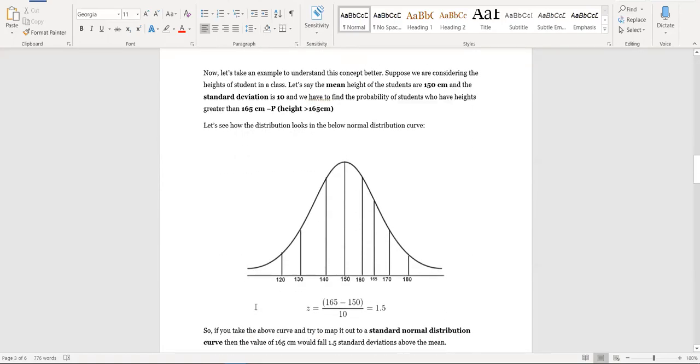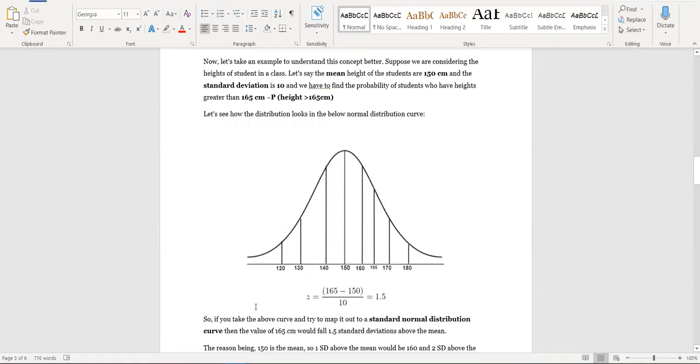So let's go and determine the z value for this. The x value we have got is 165, the mean is 150, and the standard deviation is 10.